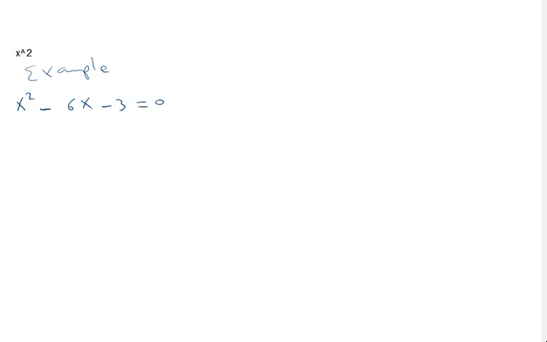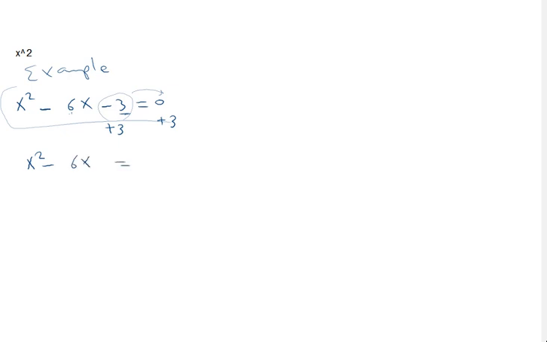In this case, we can't find two constants that when multiplied give me minus 3 and when added to each other give me minus 6. So I need to complete the square. Isolate c by adding plus 3 to both sides. No need to divide by anything because a equals 1.